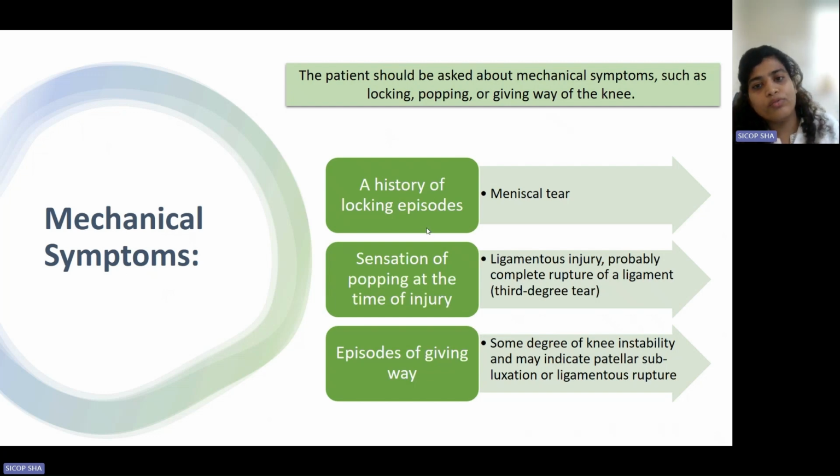So the patient complains of the history of locking episodes. So it goes towards meniscal tear. Then if the patient has heard some popping sound while the trauma was occurring, at that time there was ligamentous injury. There will be chances of ligamentous injury or complete rupture of the ligament. So that can be seen. And if the patient complains that there are episodes of giving away, so there are chances there is ligament instability or patella subluxation or some ligament rupture. So that can be seen.